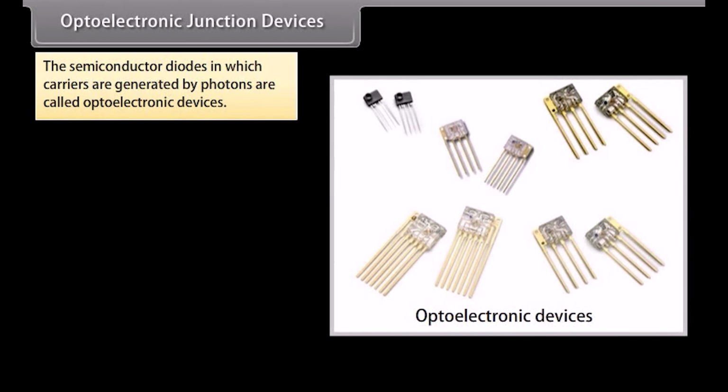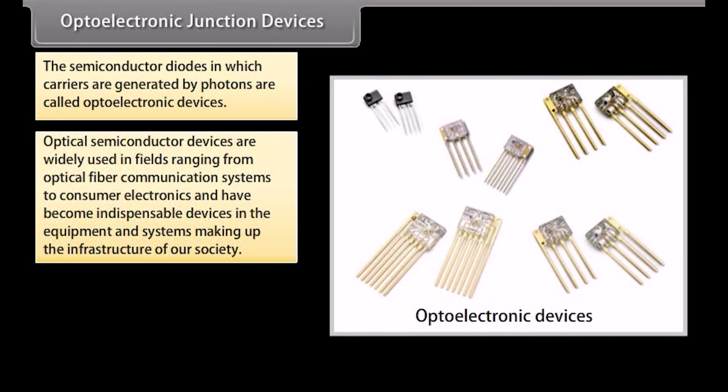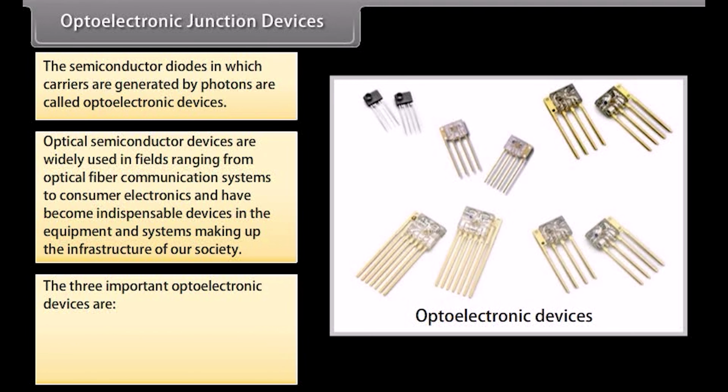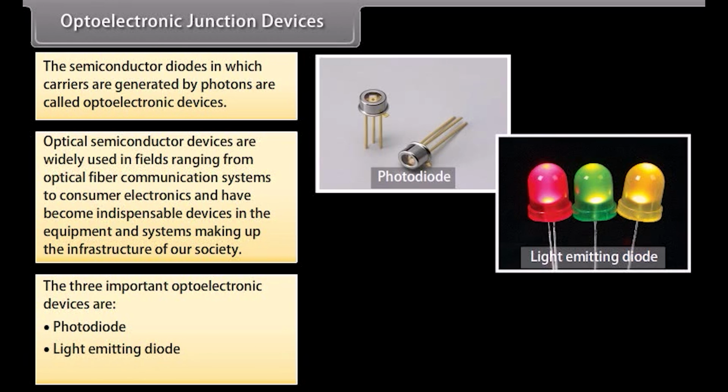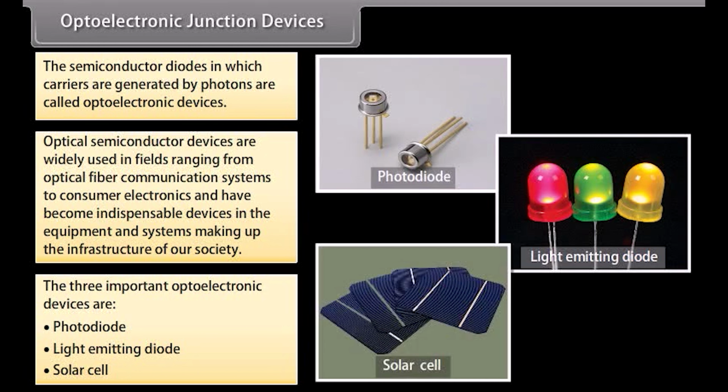Optoelectronic junction devices. The semiconductor diodes in which carriers are generated by photons are called optoelectronic devices. Optical semiconductor devices are widely used in fields ranging from optical fiber communication systems to consumer electronics and have become indispensable devices in the equipment and systems making up the infrastructure of our society. The three important optoelectronic devices are the photodiode, light-emitting diode, and solar cell.